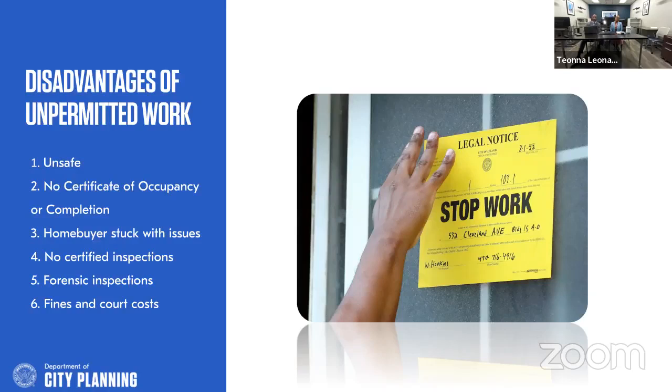required to either hire an engineer to certify that addition meets the code, or you'll have to go through forensic inspections, which is where you will have to cut open the drywall, expose all wiring, all framing, all insulation, plumbing, and mechanical work, so that our inspectors can inspect it to verify that it meets the code. So those are some disadvantages to unpermitted work.